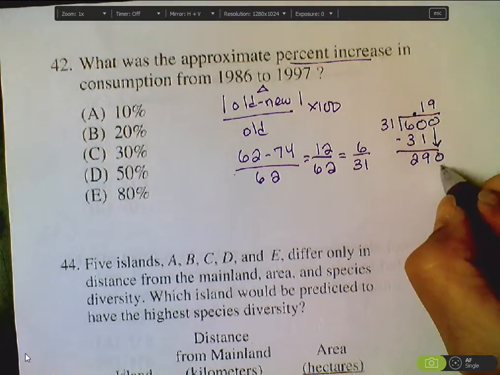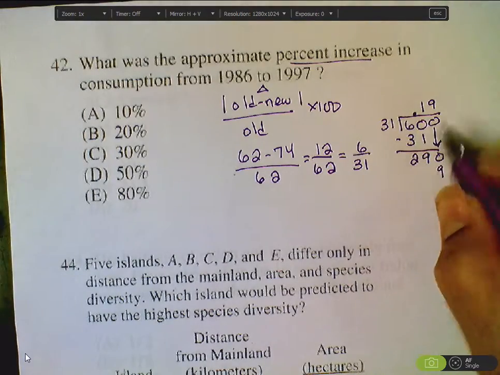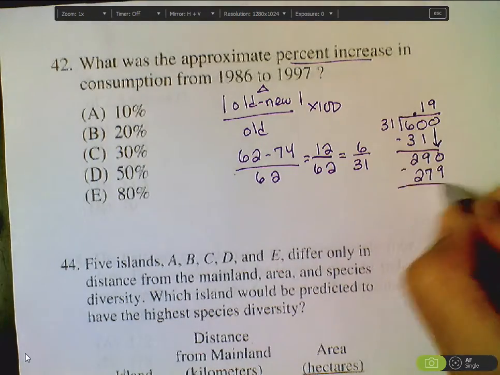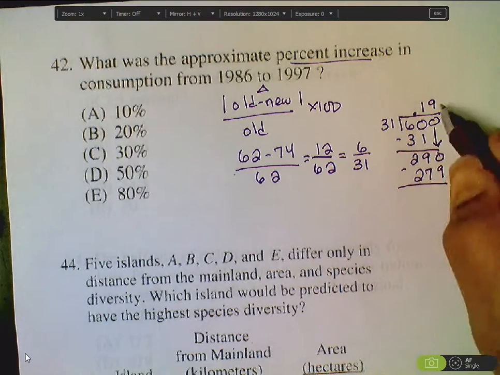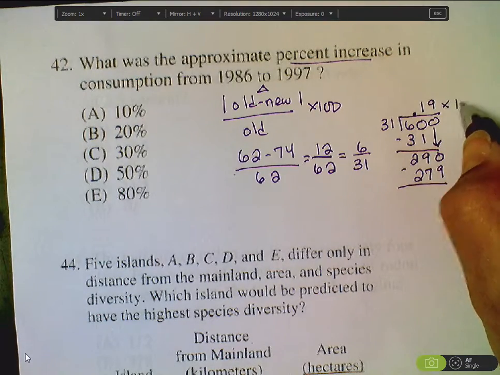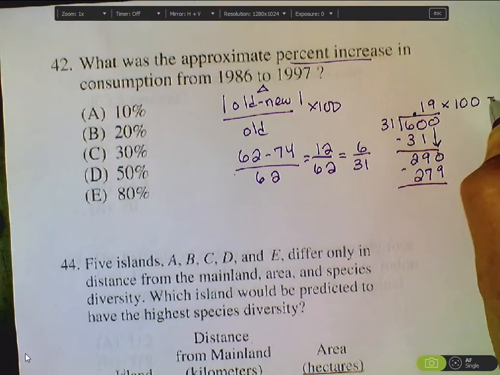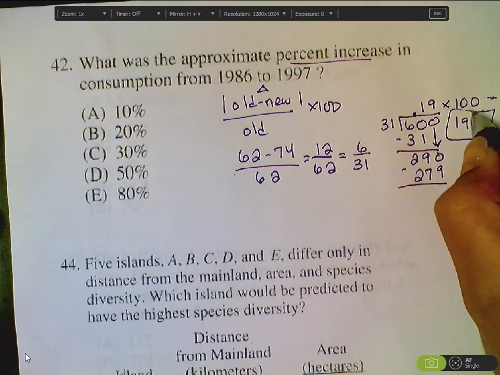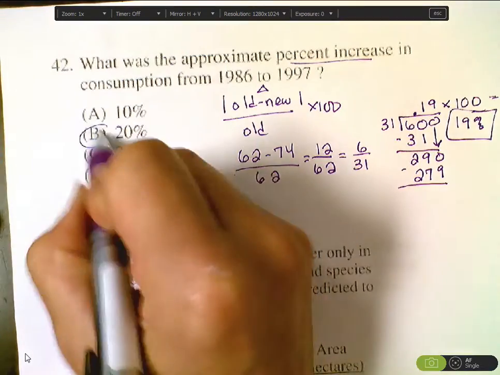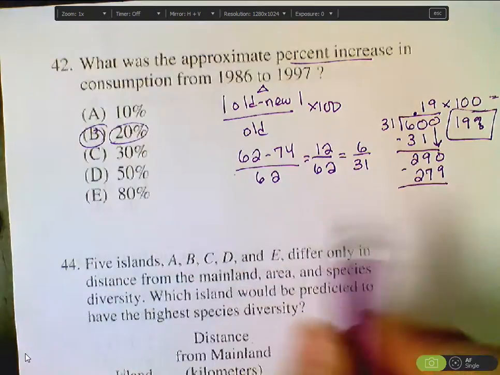9 times 1 is 9. 9 times 3 is 27. And that's pretty much good to go. I can't get another one on there. So don't forget to now multiply that times 100. And so you're pretty close. That's 19%. And what's the closest to 19% over here in our answer choices? That would be B. Woo!